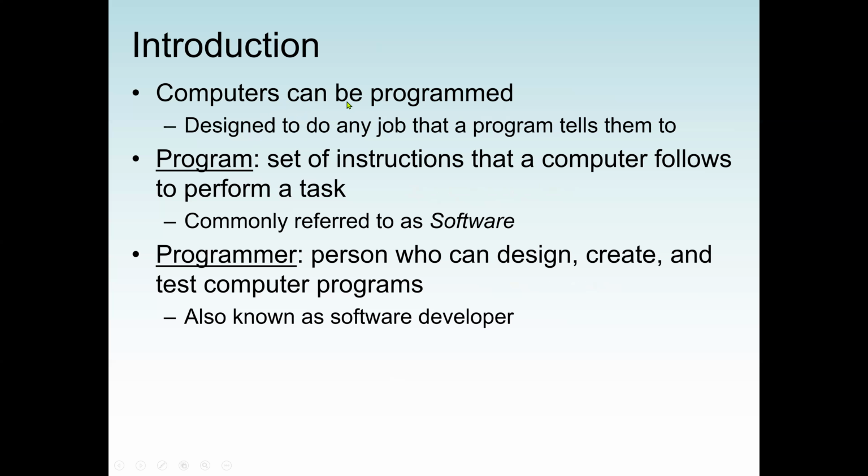Now, computers can be programmed, as we said earlier, because a computer consists of two things, the hardware and the software. The hardware is the physical component, and the software is the program, the instructions that tell the computer to perform a task. So what is a program? Here we say it's a set of instructions that a computer follows to perform a task. Also, we refer to a program as software.